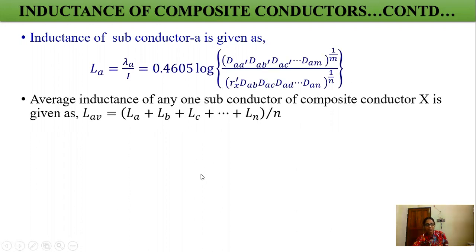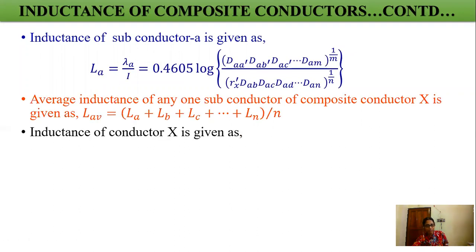So the average inductance of any one subconductor of composite conductor X can be written as the summation of all the inductances divided by N. Now see, all the strands, all the subconductors, are connected in parallel.